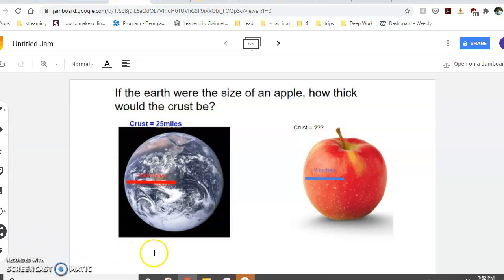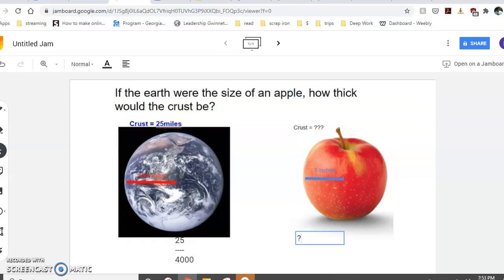I don't have my drawing tablet with me since I'm home, so bear with me here as I try to work this out in a way that you can see it. So I'm going to set up my part to whole ratio. My ratio for the Earth is going to be, the part is 25. I'm going to use the proportion strategy here. And the whole is 4,000 on this one. And then for the apple, my part I don't know.